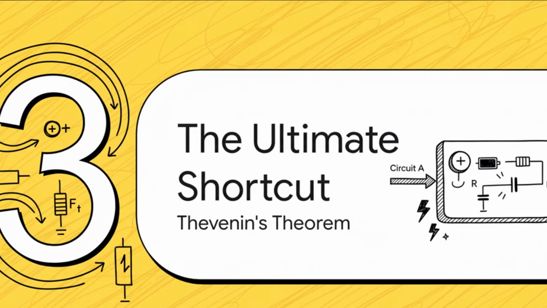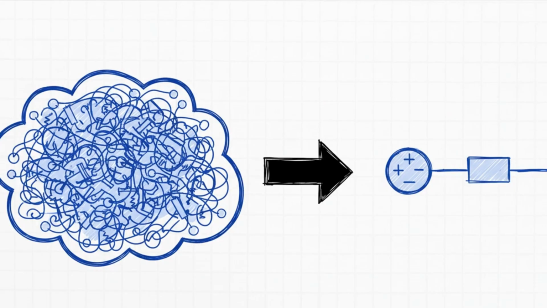But let's be honest, what if you don't care about every single voltage and current in some massive circuit? What if you only care about what's happening at one specific part? Well, for that, we have a true power-up, an incredible shortcut. It's called Thevenin's theorem. This is what makes Thevenin's theorem so unbelievably useful. You can take a huge, complicated part of a circuit. It doesn't matter how many sources and resistors it has, and you can replace all of it with this incredibly simple equivalent circuit. We're talking a single voltage source in series with a single resistor. That's it. It just completely demolishes the complexity.